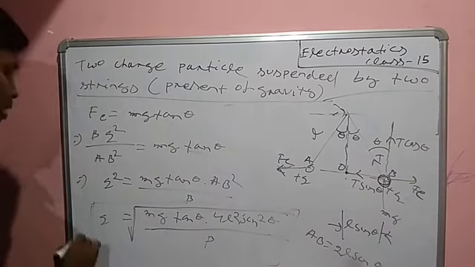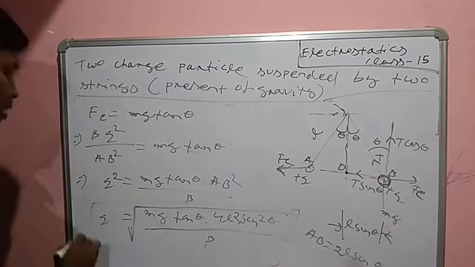semicircular ring. Previous case was a circular ring, but in this case it is a semicircular ring of radius a and linear charge density lambda. What does semicircle mean? Here is the semicircular ring, and this is the radius a. Yes or no?